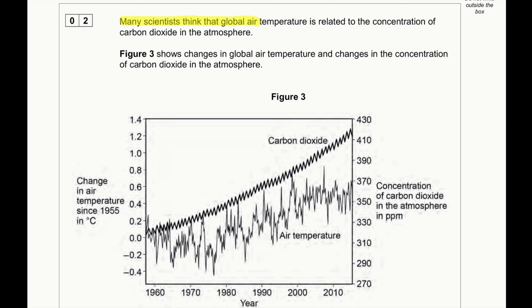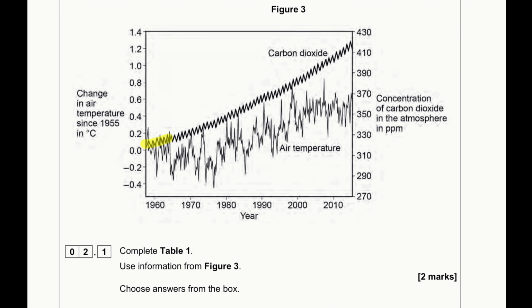Many scientists think the global air temperature is related to the concentration of carbon dioxide in the atmosphere. Figure 3 shows the changes in global air temperature and changes in concentration of carbon dioxide in the atmosphere. We can see there is a general rise in carbon dioxide concentration with a decrease in global air temperature, then an increase in global air temperature, then it plateaus.